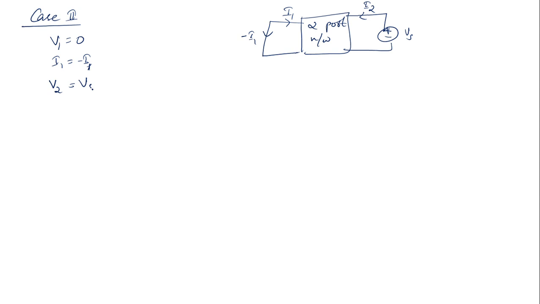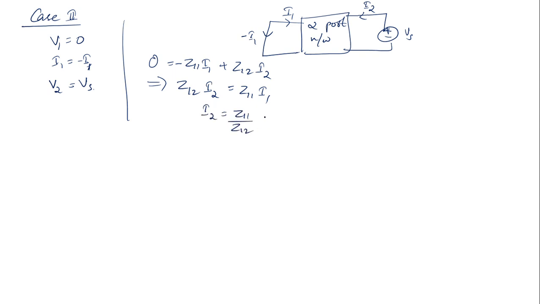and V2 is equal to Vs. Now you can substitute these in your Z parameter set. What are your Z parameter equations? V1 is 0, V1 equal to Z11 I1, so over here I1 is minus I1, plus Z12 I2. Here itself I will do the rearrangement. You will get Z12 I2 equal to Z11 I1, so I2 is equal to Z11 by Z12 into I1. I will give this as equation C.